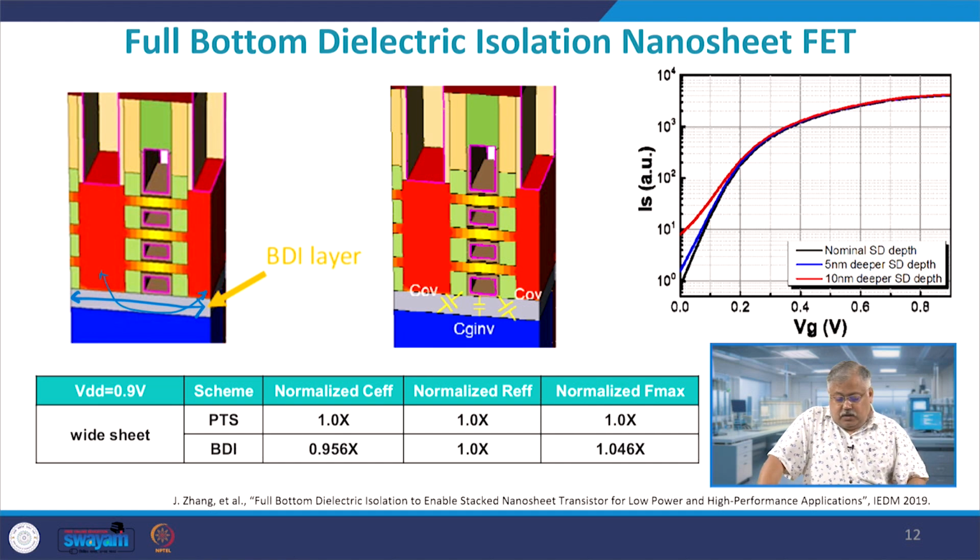Now, if you look at the right hand side figure, this plots the current with respect to the gate voltage, and when you do a nominal 1 or 5 nanometer depth, the current is very low. So where you place your BDI with respect to the nanosheet is quite critical in understanding how much off state leakage current will be stopped by this BDI. On the last table you see that if you use a BDI, I get a normalized Fmax, the maximum frequency of operation, increased by a factor of 1.046 as compared to your standard cells, which do not use a BDI.